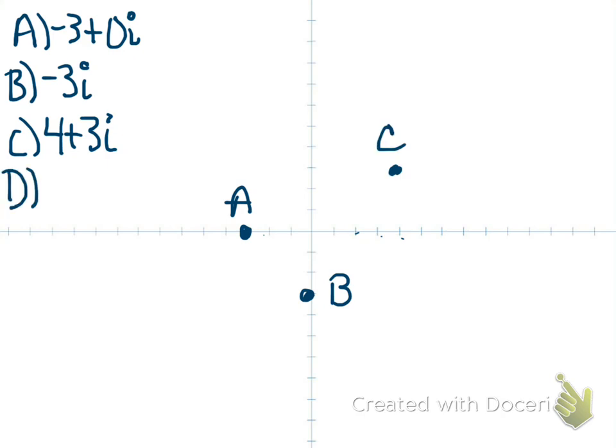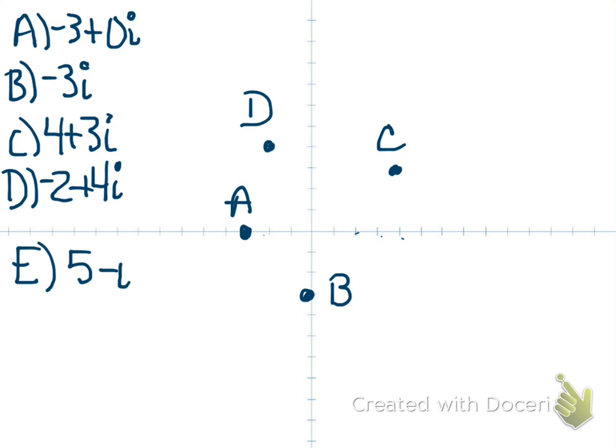For point D, I'm going to say -2 plus 4i. That's telling me go 2 to the left and then 4 up. So I do that, and there's my letter D. Let's do a letter E: 5 minus i. That would tell me go 5 to the right and 1 down, and there's letter E. So that's graphing complex numbers. It's not very hard.